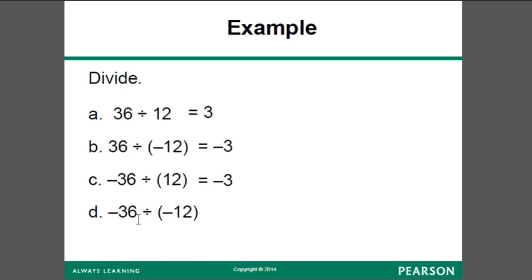D says negative 36 divided by negative 12. I have two negatives here. That means that I have an even number of negative signs. So my answer will be positive. Positive 3.